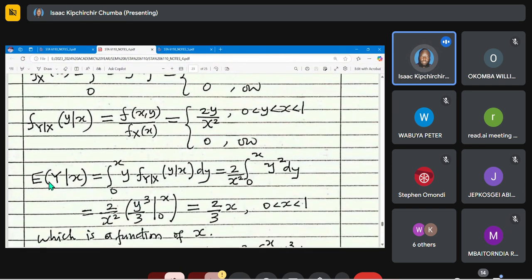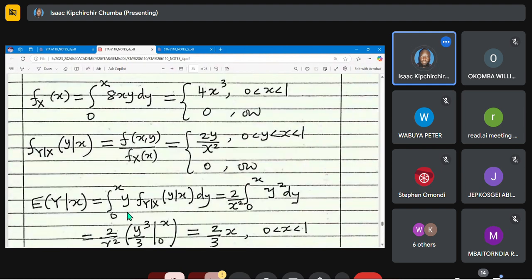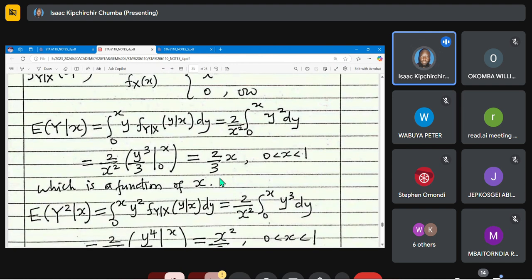Now, if I want to get the expectation of y given x, the limits of y are 0 to x. Multiply by y, and then you use this conditional distribution. Then you integrate with respect to y, put the limits, and you have the result. That's why you see now this is a function of x. The expectation of y given x is a function of x, where x lies in the interval 0, 1. That's why I was saying that given x, essentially it will be a function of x.